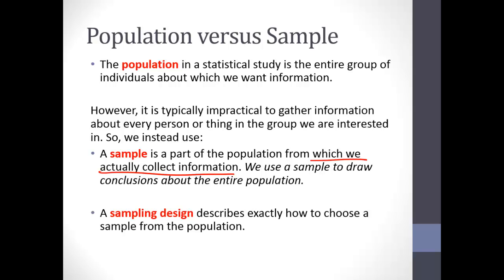Again, the population is the larger group that we're interested in, but for a variety of reasons, maybe scale or just time, we're not able to talk to everybody, so we take a smaller group of that population and we actually collect information from them. And then something called a sampling design describes exactly how to choose a sample from the population. Again, if I'm interested in everybody at Ohio State, how am I going to choose people to ask what their major is so that I can get good information there?